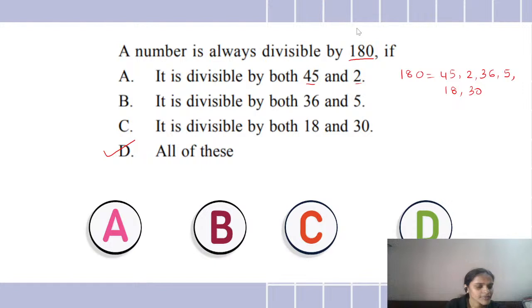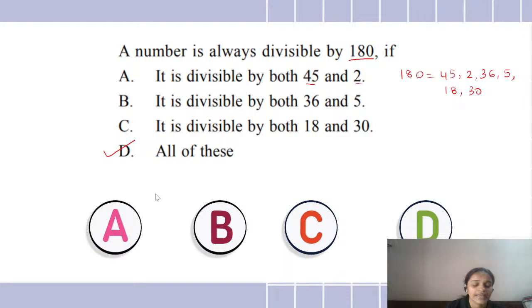Okay. All right. Did you all understand, children? Great. Wonderful. So yes, everyone who's given the answer D is absolutely correct, because all these numbers 45, 2, 36, 5, 18 and 30 are factors of 180. So yes, they will all divide any number that is divisible by 180. They will also divide it exactly the same. Okay, clear? I hope everybody's got it.